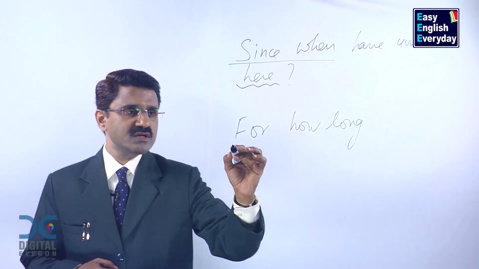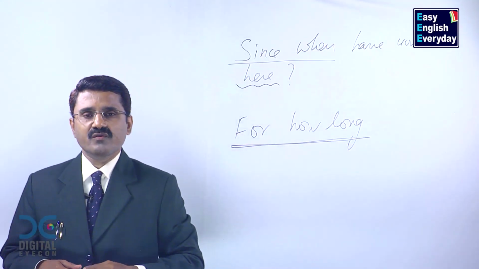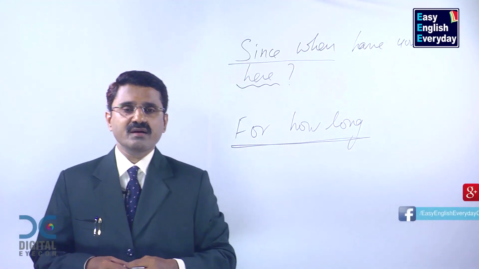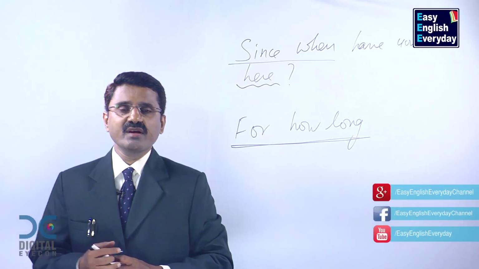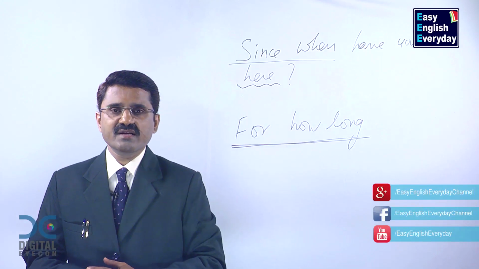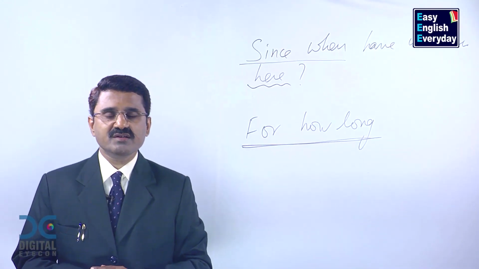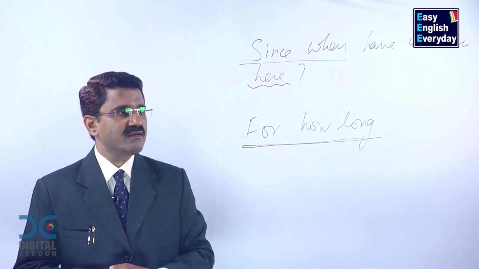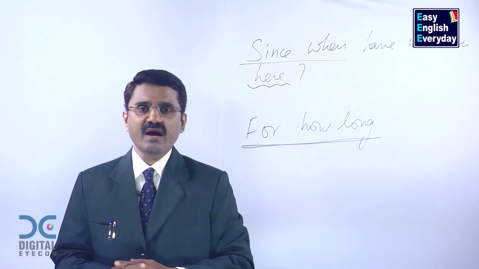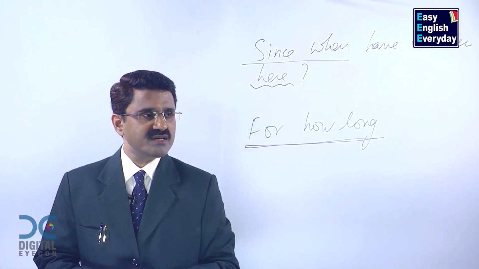If you want to know the duration, then you have to use for how long. For how long have you been in the USA? I have been in the USA for the last 20 years. For how long has the patient been critical? The patient has been very critical for the last 17 days. For how long have you been here? I have been here for 4.5 hours.